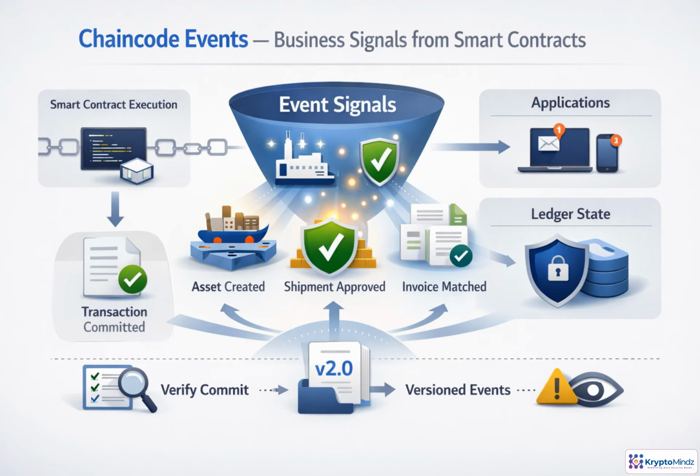Smart contracts can also emit events during execution, translating a transaction into business language. After CreateAsset writes state with PutState, it might call SetEvent with AssetCreated and a small payload, such as the asset ID and status. That signal helps applications react, but only after they confirm the transaction was committed. Treat these events like governed APIs: use clear names, manage version changes, and avoid sensitive or bulky payloads.